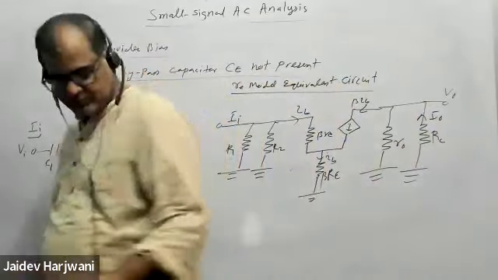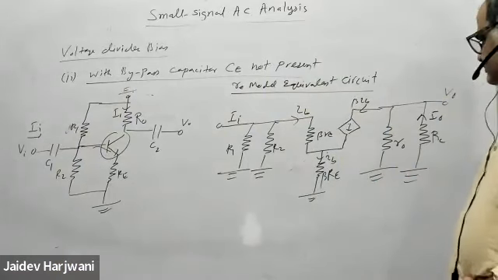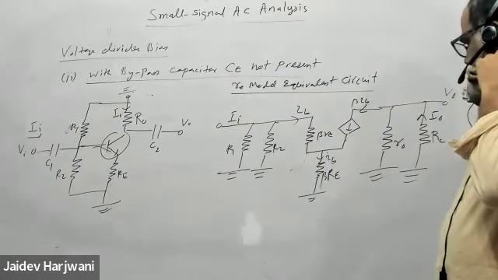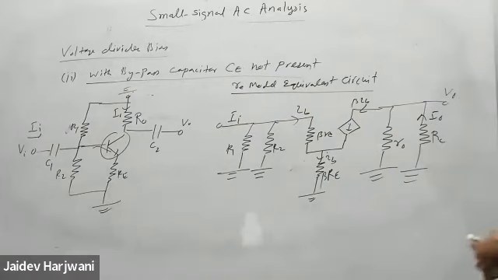Sir, I have a question. In the output circuit, we took R naught and RC in parallel, and this is a current source. Is the voltage drop across RC and the voltage drop across R naught the same, since they are parallel? Yes, same.